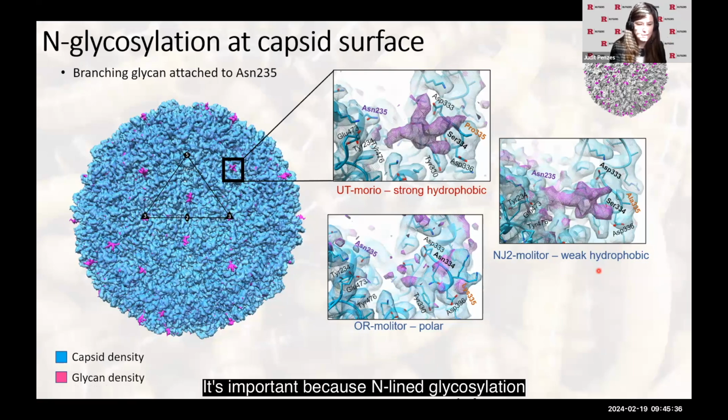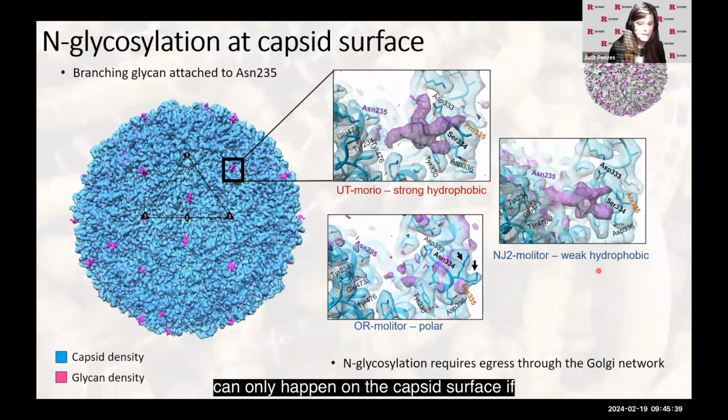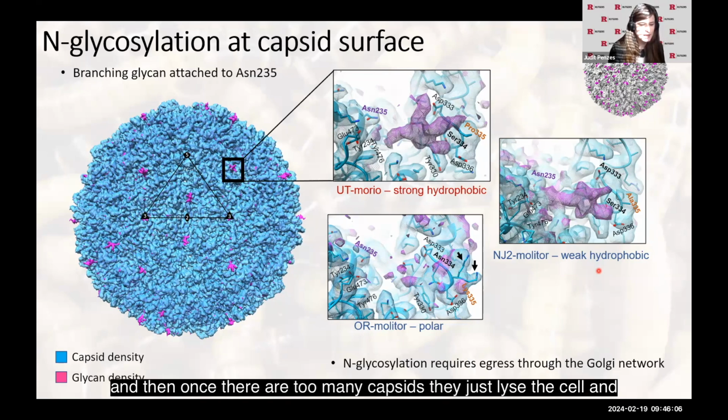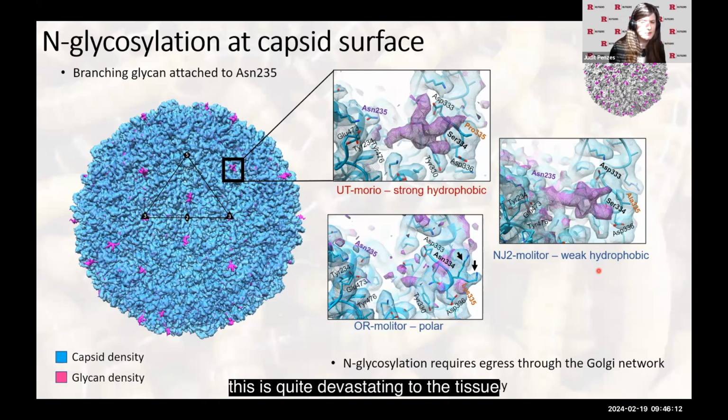It's important because N-linked glycosylation can only happen on the capsid surface if the capsid passes through the Golgi network when these post-translational modifications happen. So it probably exits the cell through a secretory mechanism, unlike other parvoviruses, which just simply accumulate in the cell, and then once there are too many capsids, they just lyse the cell, and this is quite devastating to the tissue where these viruses replicate, these lytic exit mechanisms.